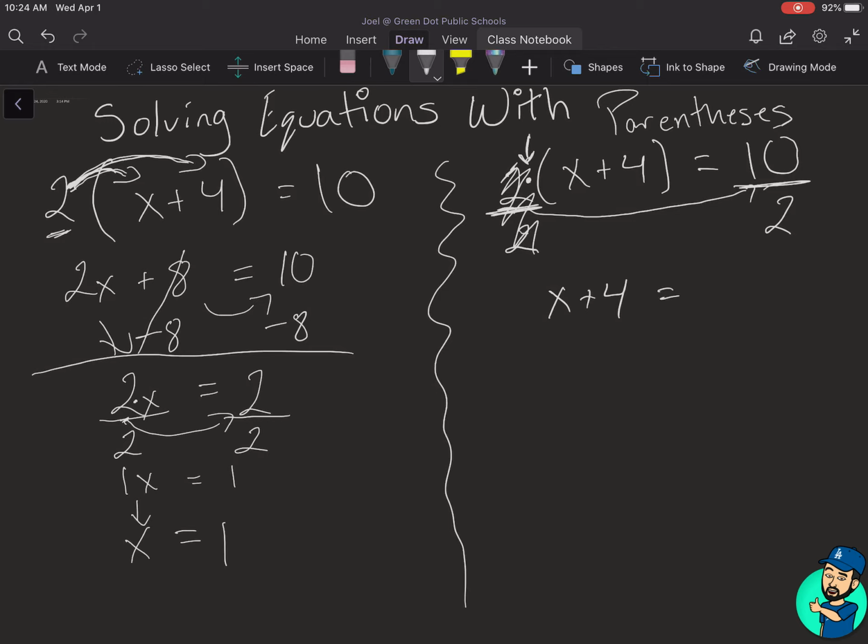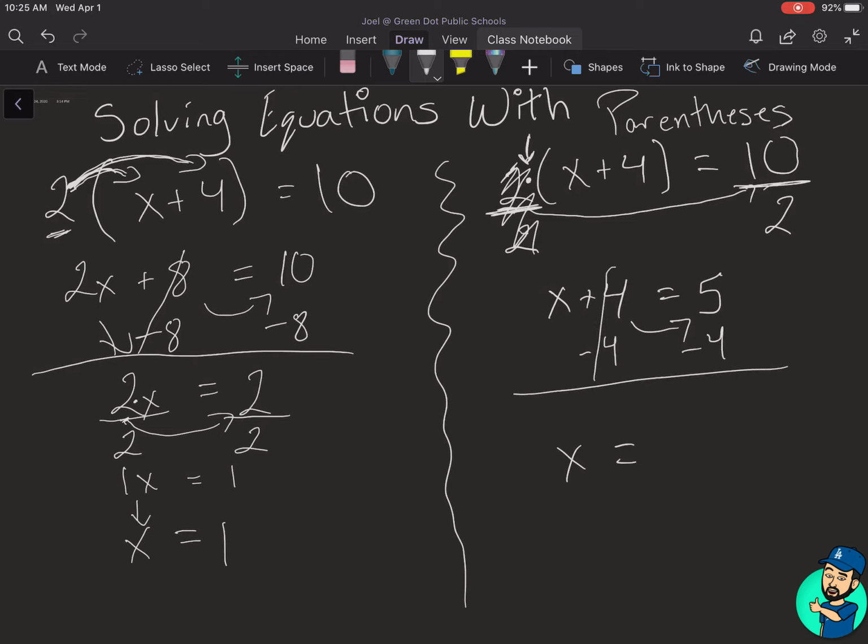Equals, what is 10 divided by 2? Or 2 times what is 10? That is 5. Now, just like we did solving one-step equations, you need to move this 4 to the other side of the equal sign to leave x by itself. You need to apply the inverse operation. What is the opposite, inverse operation of adding 4, or positive 4? Negative 4, or minus 4.